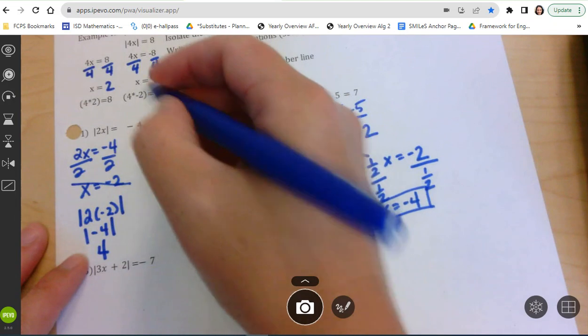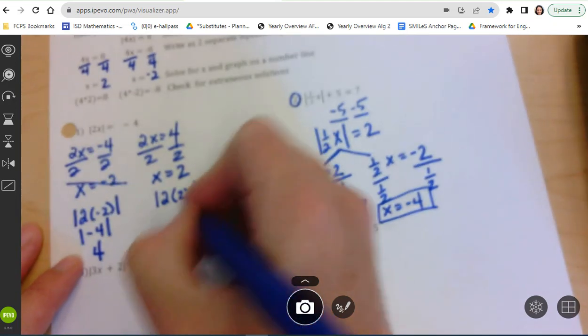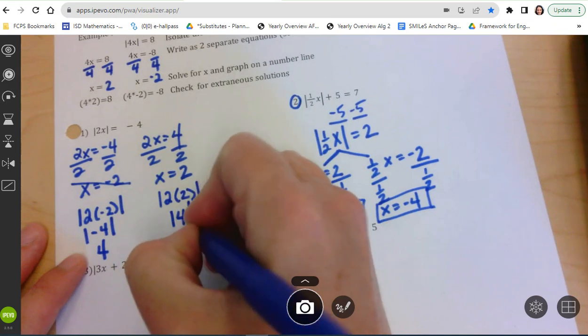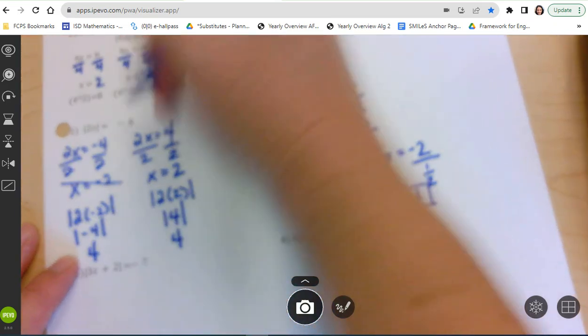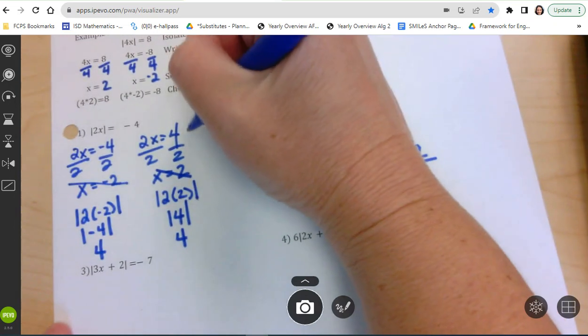I'm going to check this one. Absolute value of 2 times 2 is the absolute value of 4, which is 4. Did not give me negative 2. So checking it, I can see that that didn't work either. So the answer to this is no solution.